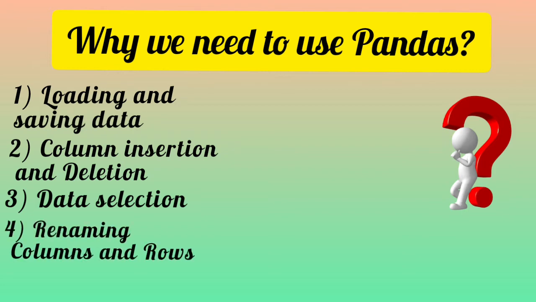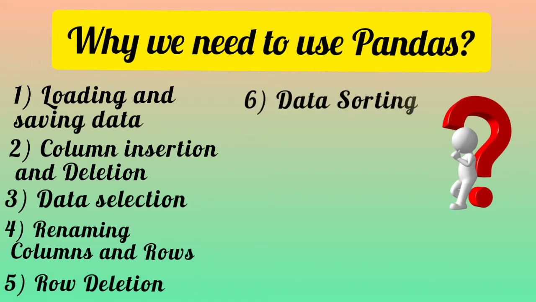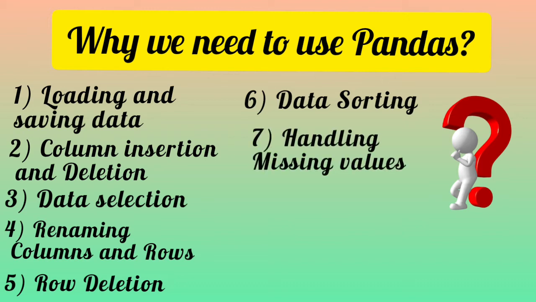Fourth, renaming the columns and rows. To rename a column or row, we need to use Pandas. Fifth, row deletion, to delete rows from the data frame. Sixth one is data sorting, to sort the data in ascending or descending order. Seventh is handling missing values. Replace all blank or empty cells in Pandas data frame with NaNs, that is, not a number.